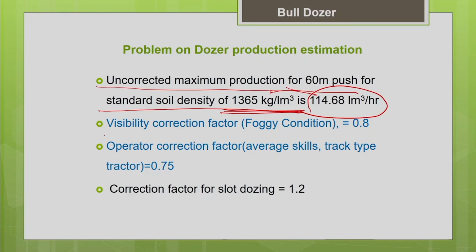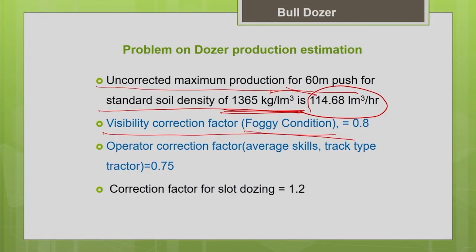Now, the next is visibility correction factor. So, in this problem it is given foggy condition, but the ideal curve is for the excellent visibility. So, you have to apply the correction factor. It is found from the manufacturer as 0.8. So, I have given you the value directly. Operator correction, here the operator skill is average, and for the track mounted machine the correction factor is found to be 0.75. If the operator skill is excellent, you need not apply correction factor.